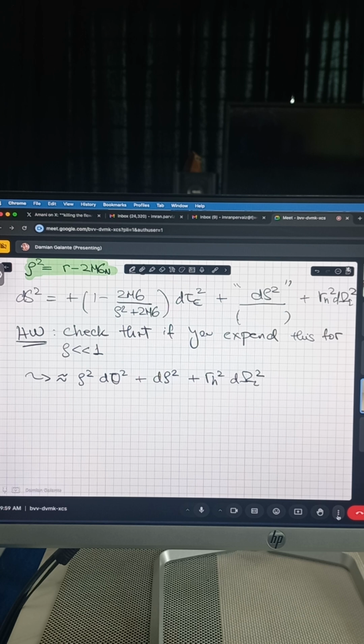Anyways, the claim is that now, if you look at this metric over here, it looks pretty much like the plane in spherical coordinates. Okay, is this clear? I mean, up to you doing this calculation.